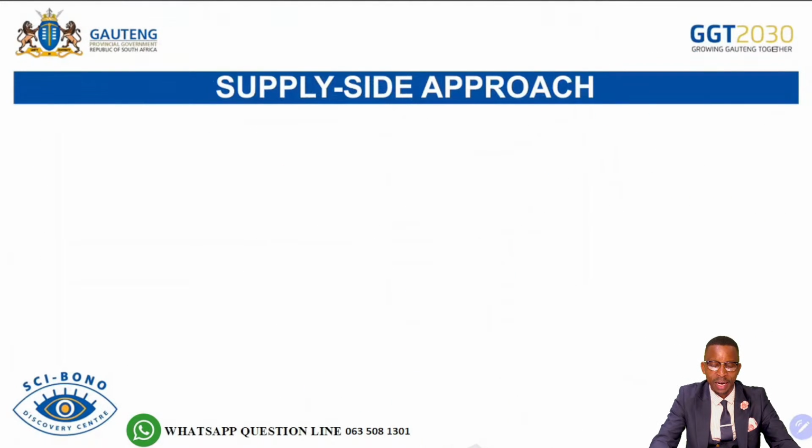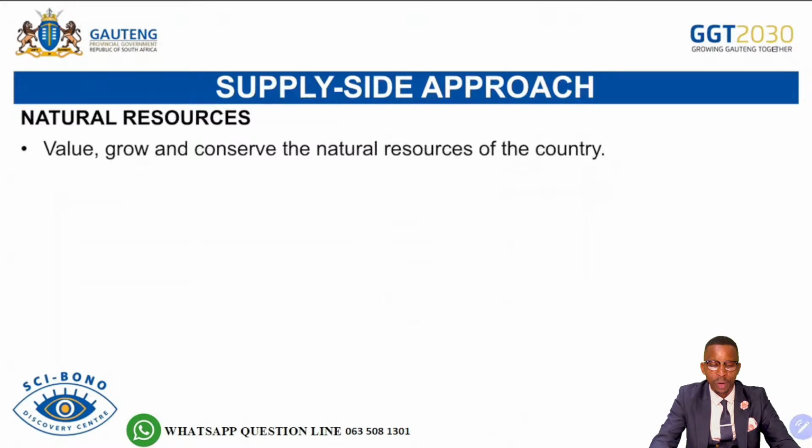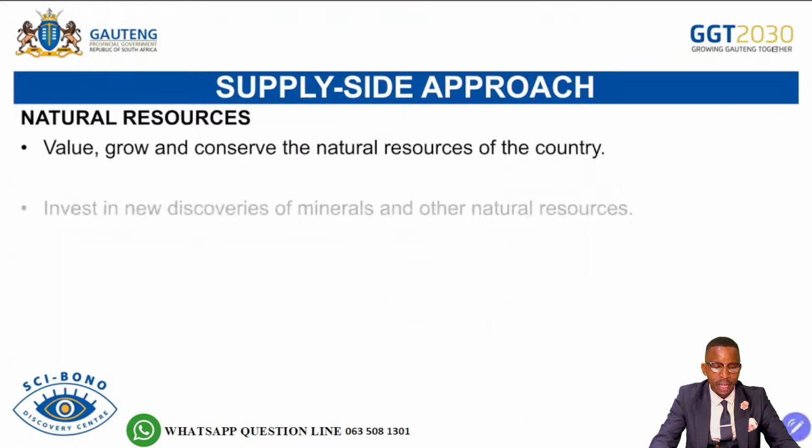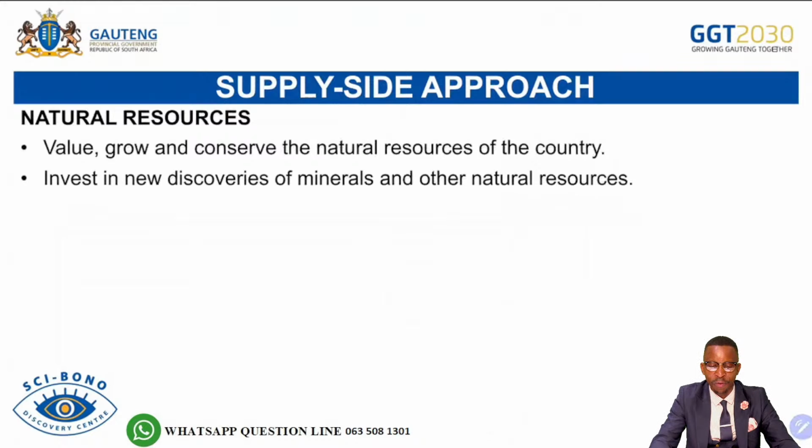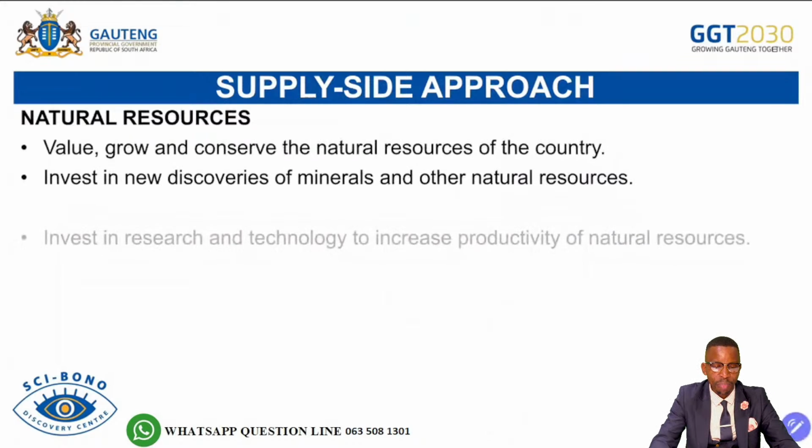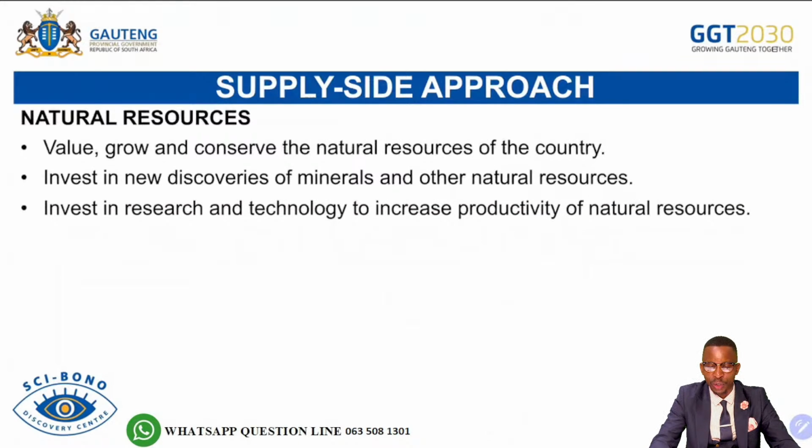Then we continue with another factor of production or input, natural resources: value, grow and conserve the natural resources of the country to avoid their depletion. Then also invest in new discoveries of minerals and other natural resources. Also invest in research and technology to increase productivity of natural resources. Even invest in capital goods that can be used to transform our natural resources to finished goods.